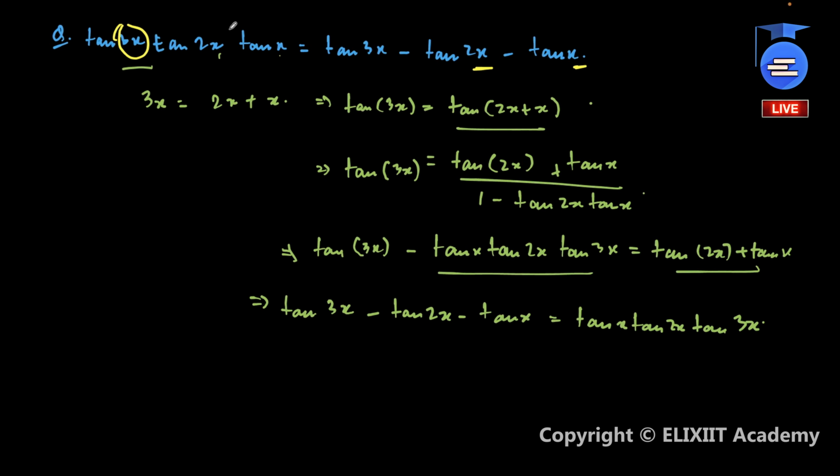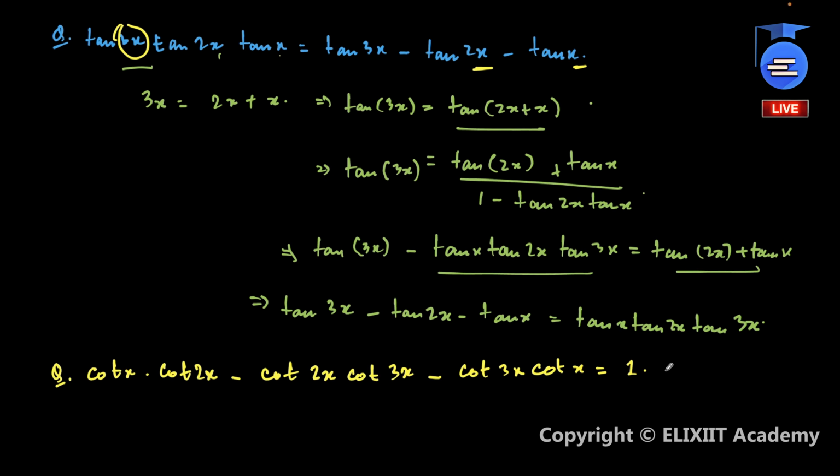Similarly, you try out one question for your homework. Prove that cot x into cot 2x minus cot 2x into cot 3x minus cot 3x into cot x is equal to 1. Again, the same logic you can clearly see from here. There is some relation between the bigger angle and the remaining two smaller angles. 3x is what? 2x plus x. In the same manner, after this relation 3x equals 2x plus x, you have to use the formula for cot of a plus b, because all the expressions are in terms of cot.